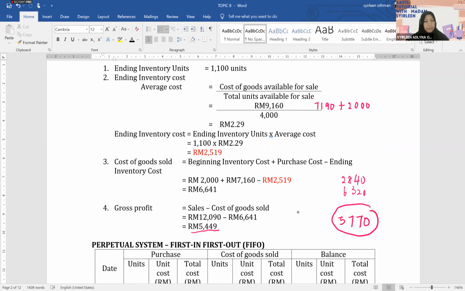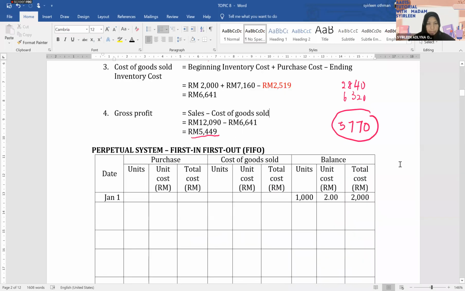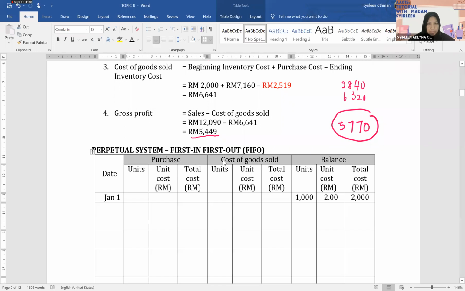Okay, alright, that is for periodic. So kita tengok perpetual. Perpetual memang kena ada table macam ni. Make sure your table is complete. Alright, you have 3 main columns, which is purchase, cost of goods sold, and then balance. Lepas tu mesti ada unit, unit cost, and then the total cost. So tiga-tiga item ni sama untuk tiga-tiga main columns ni.